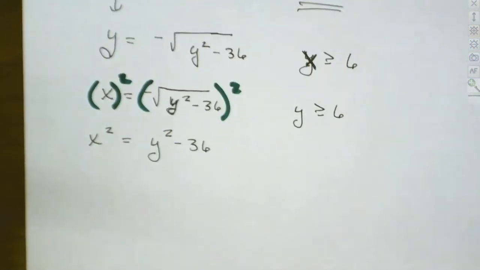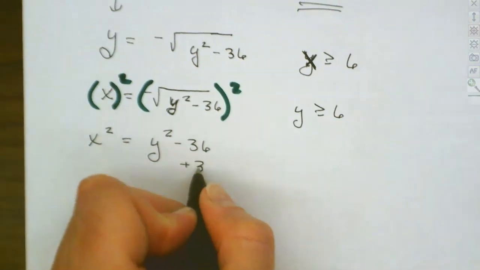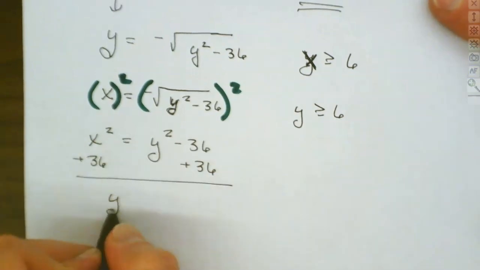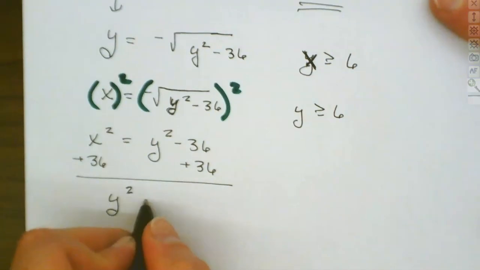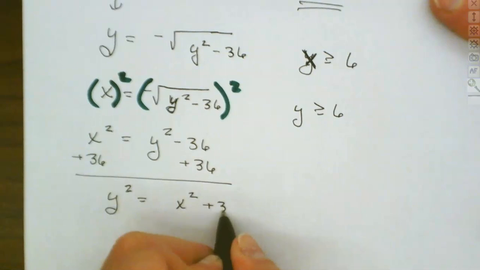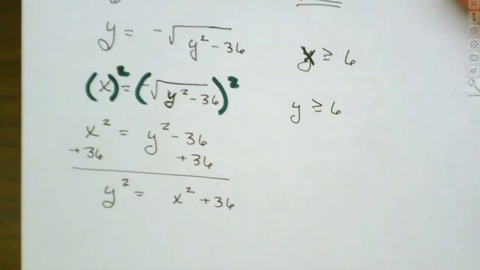Okay, so we need to rewrite this again. We're going to go ahead and add that 36 over. And we get y squared equals x squared plus 36. And how do we now get rid of that square? What is the opposite of a square?